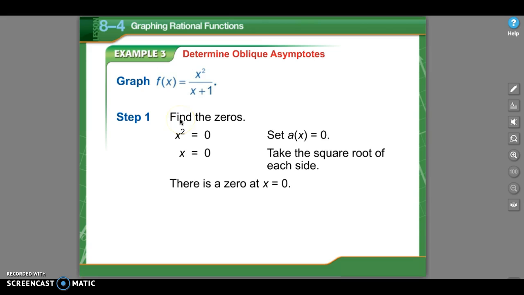So they want you to, step 1, find your zeros. Finding your zeros is finding when the numerator is going to equal 0. So we have x squared equals 0. We're going to take the square root of each side. You get x is 0. There's a 0 at x equals 0.